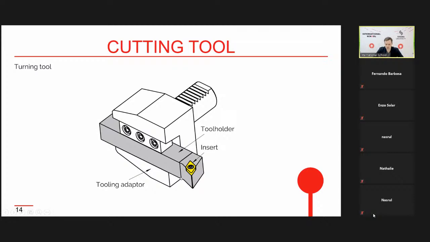Then the tool holder, which is gray, holds the insert. And this tool holder can be used in different turning machines. The tool holder is mounted in the tooling adapter, and the tooling adapter is chosen for a specified turning machine. So usually we cannot use this tooling adapter on other machines or on every turning machine. But this tool holder with the insert can be used on different turning machines.